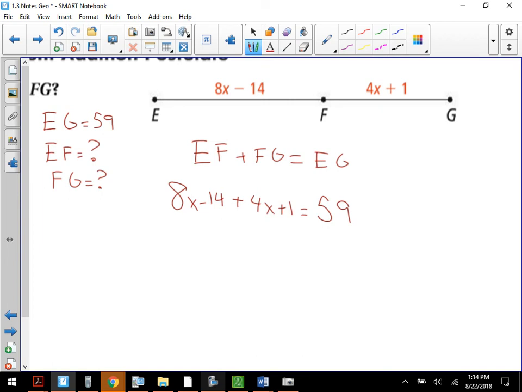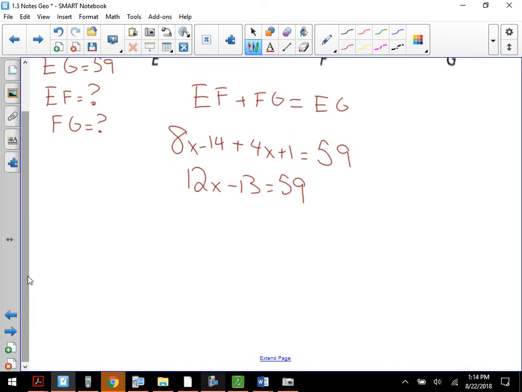In order for you to do something first, what do you have to do? One more time. Before you solve this equation, what do you have to do first? Combine like terms, yeah. All right, what's 4x and 8x? What's negative 14 plus 1? Okay. Now what do you do?